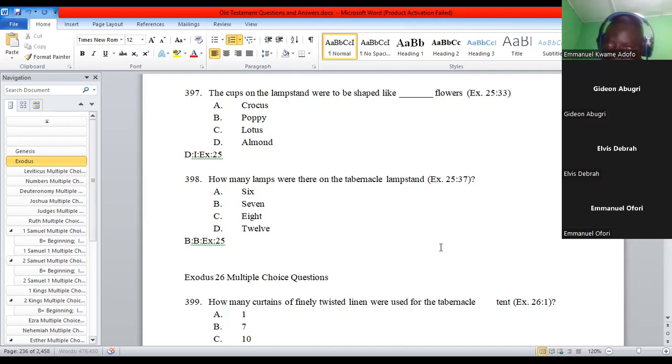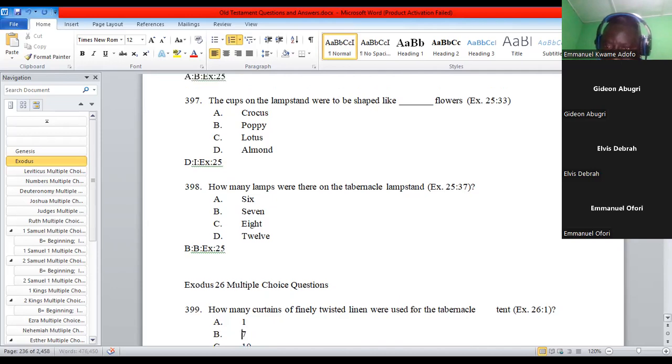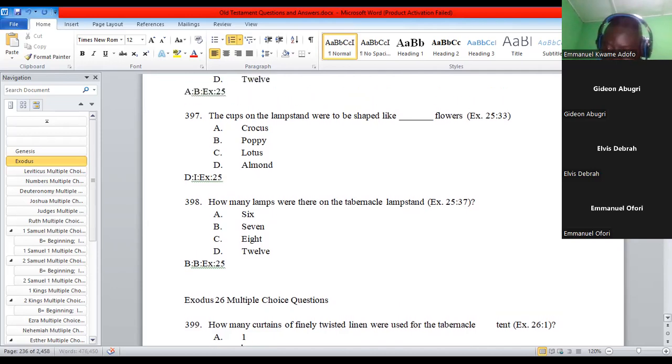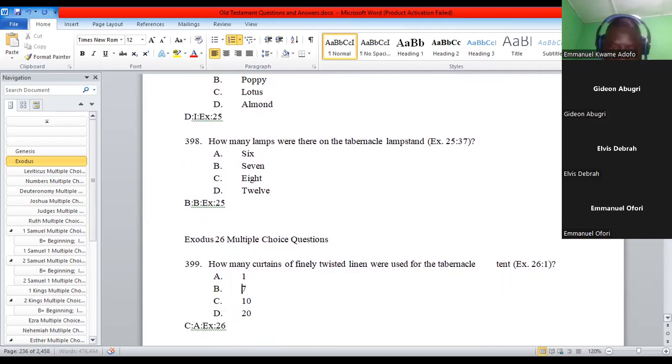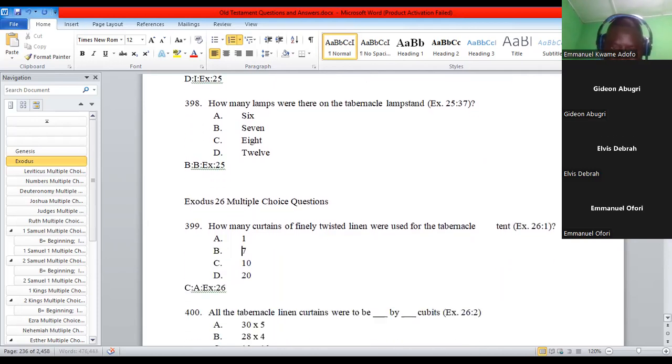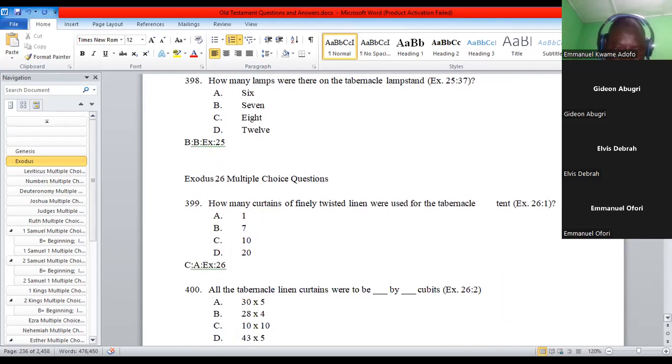Make the tabernacle with ten curtains of finely twisted linen, and blue, purple, and scarlet yarn, with cherubim worked into them by a skilled craftsman. Okay. All the tabernacle linen curtains were to be dash by dash cubits.